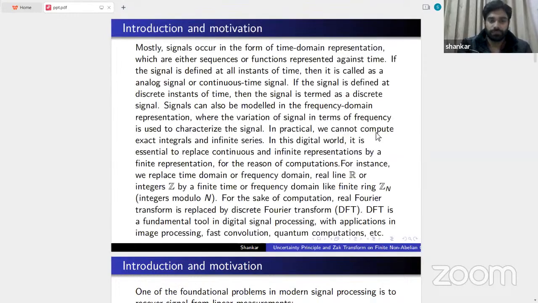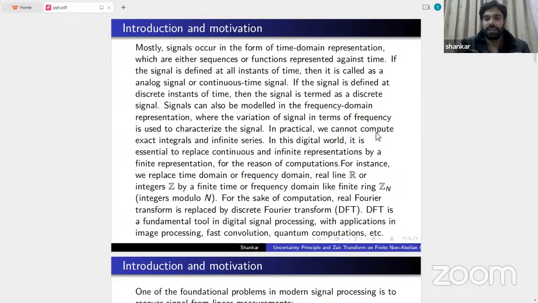In the introduction, most signals occur in the form of time domain representation, which are either sequences or functions represented against time. If the signal is defined at all instants of time, it is called an analog signal or continuous time signal. If the signal is defined at discrete instants of time, it is termed a discrete signal. Signals can also be modeled in the frequency domain representation, where the variation of signals in terms of frequency is used to characterize the signal.